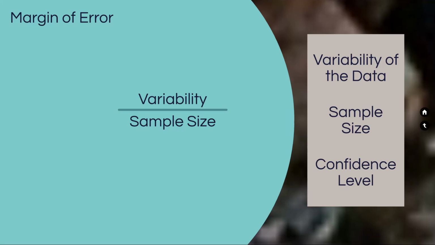So when we're computing the margin of error, we have the variability of our data. In general, we call that standard deviation. And we divide that usually by the square root of the sample size. But in general, you have variability, which the bigger it is, the more error you have. And then we divide that by the sample size, because the bigger our sample size gets, the more our error should go down, the smaller it should be.